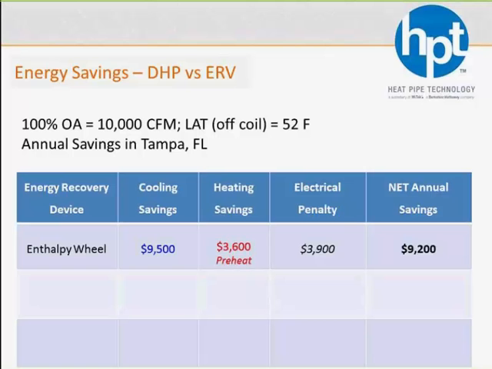If you use Tampa weather bins and those utility rates I mentioned, you can see that you're going to get nice cooling savings. Not only is it cooling the air, it's dehumidifying it as well. Not as much of a heating season down here in Tampa, Florida, obviously. This is why people like to come in here and visit when it's cold. But you're still going to get about $3,600 in preheat savings. Unfortunately, the electrical penalty does get up there. I mean, 2 inches of static plus a motor to keep it turning, that takes away from the savings, but you're still looking at about $9,200 in net savings in this scenario.